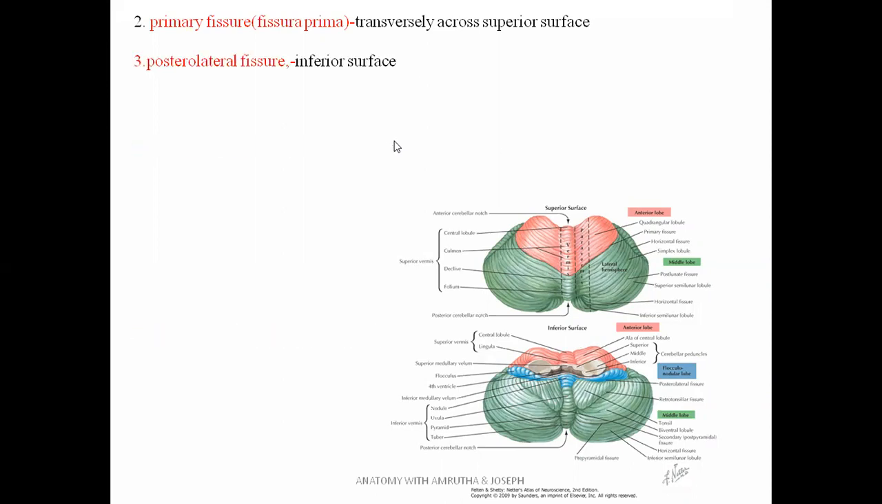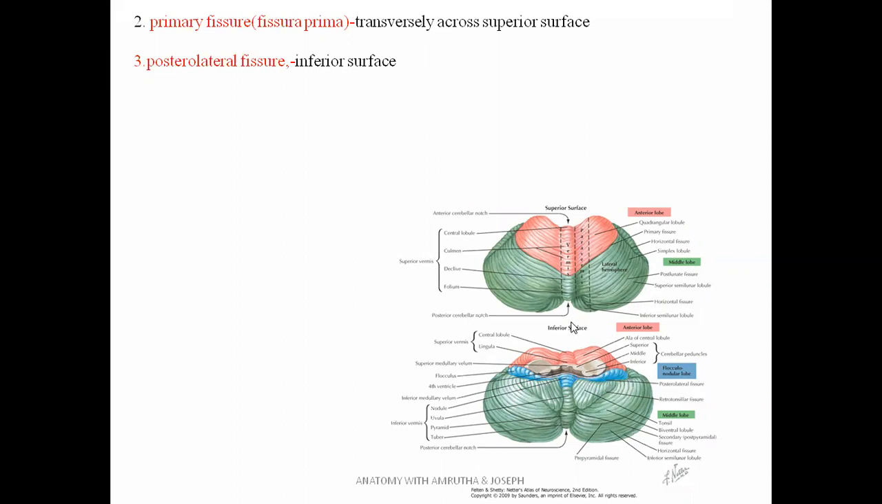Then the posterolateral fissure. The posterolateral fissure is seen in the inferior surface. In the inferior surface, in this area here, there is a fissure. You can see there's a blue color structure here. That blue color structure is called the flocculus. I'll come to that. The flocculus is separated from the rest of the cerebellum by a fissure called the posterolateral fissure. We will come to the lobes, then the fissures will be more clear.